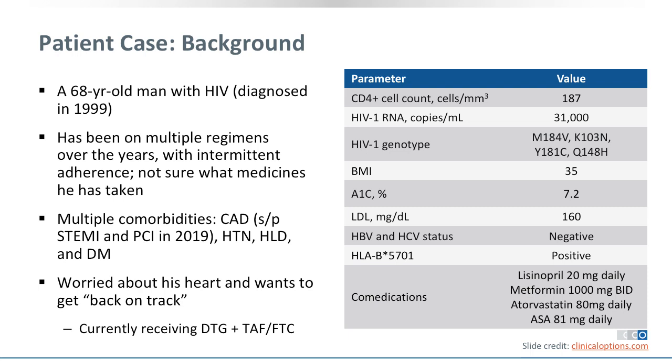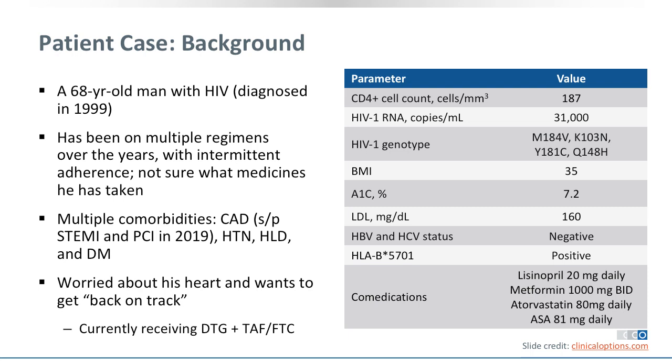He has multiple comorbidities. He has CAD, so coronary artery disease, status post an MI 2 years ago with percutaneous coronary intervention. He has hypertension, hyperlipidemia, and diabetes. His A1C is 7.2. His LDL is 160. He is mildly obese with a BMI of 35.